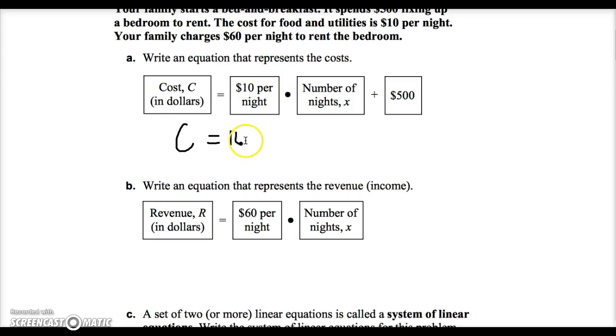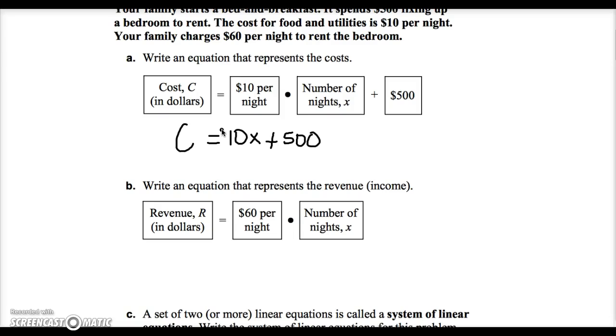So $10 times the number of nights. That's going to be X. That can change. And then the very first thing it told you was that your family spent $500 fixing it up. So we're going to take that into consideration also. So this will give you the amount that your family is paying to run the bed and breakfast.